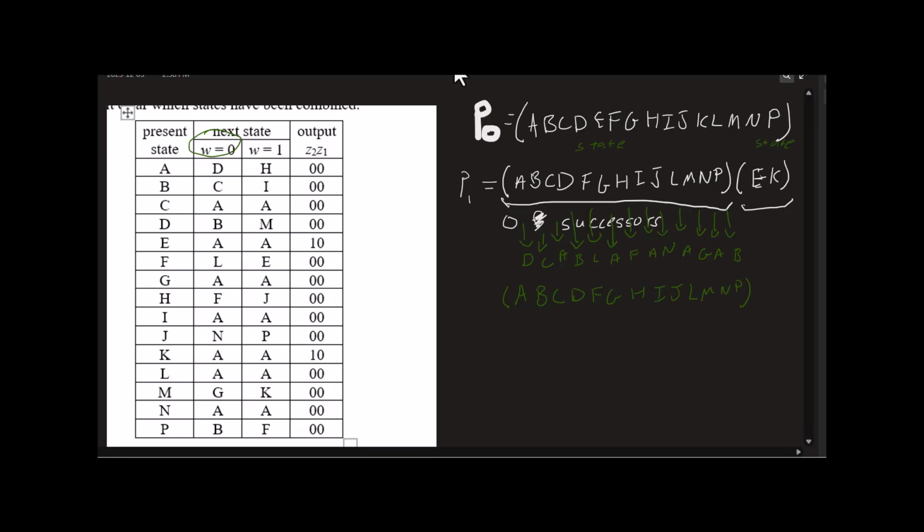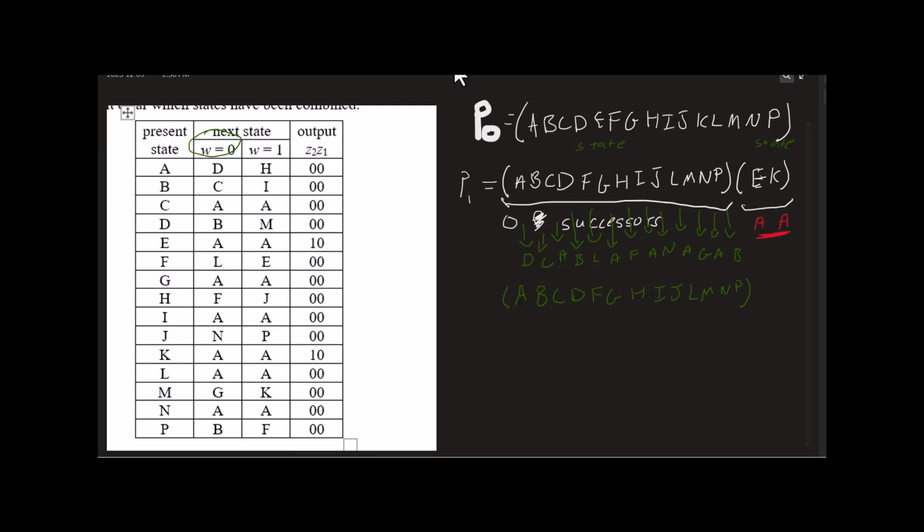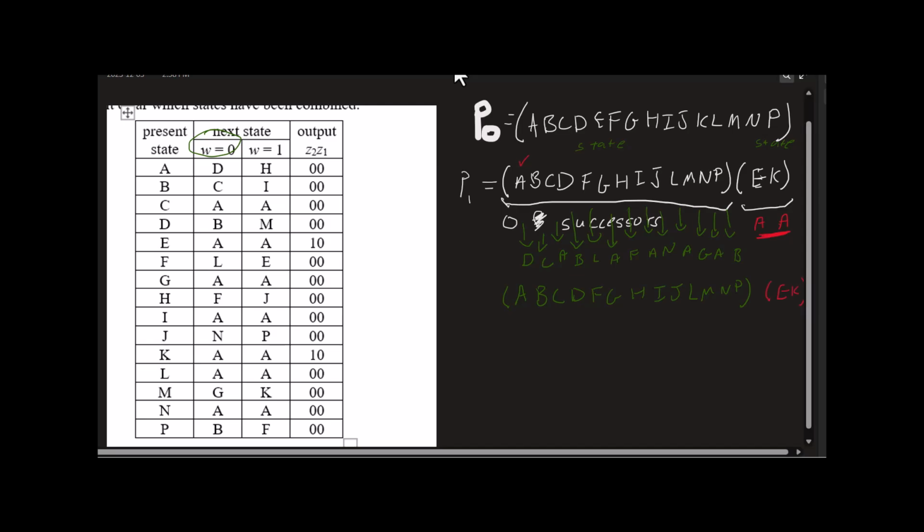Now I'm going to look at my other set. E's next state is A, and K's next state is also A. They both have their next state in the same set, so they can also stay together. If their next state is in the same set, then they stay together. So for the 0 successors, nothing changed. So now we'll do the 1 successors.